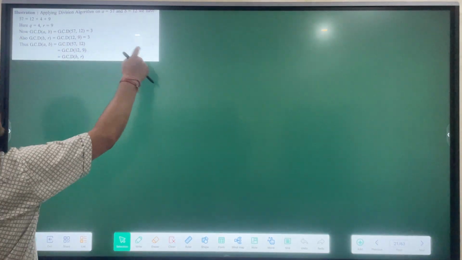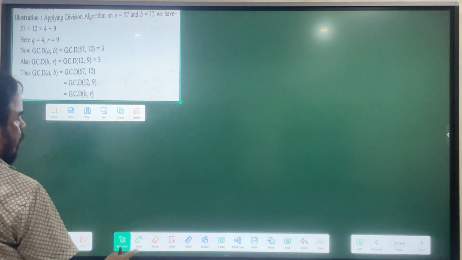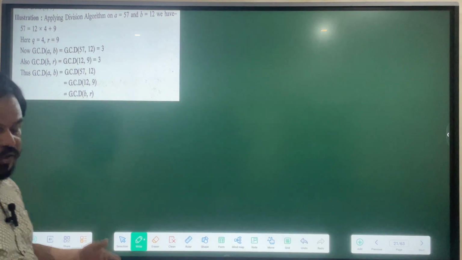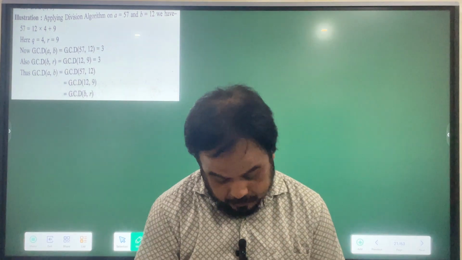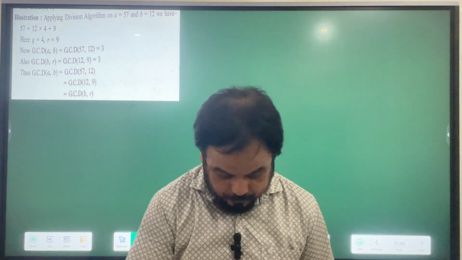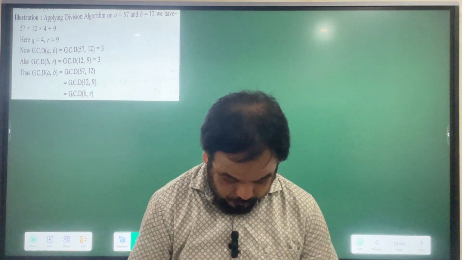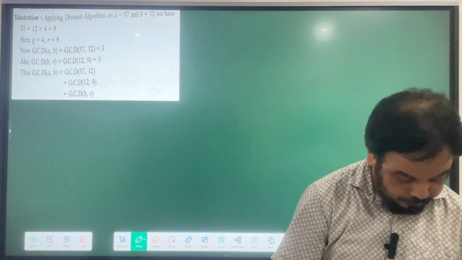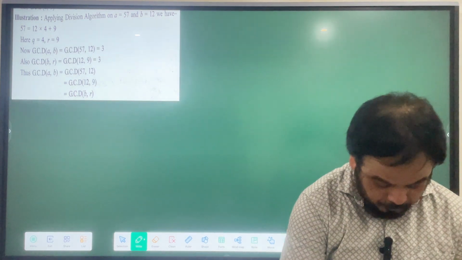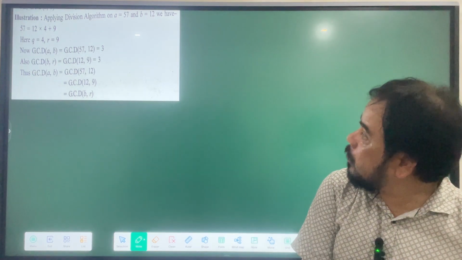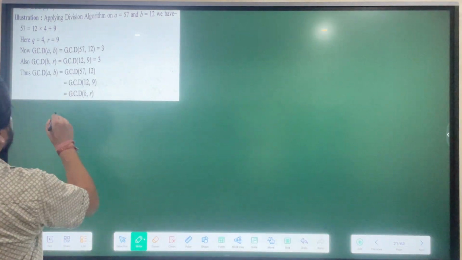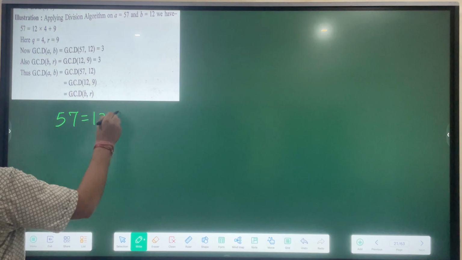Illustration. This one is an example, so you will understand this now properly. Applying the division algorithm, A equals 57 and B equals 12, we have 57 equals 12 into 4 plus 9.